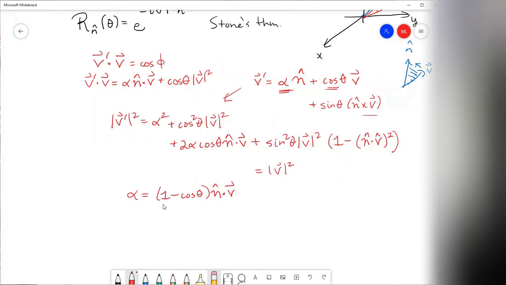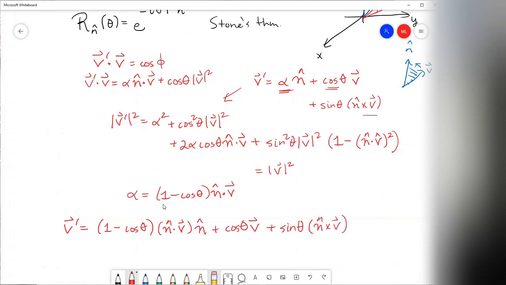So in the end, how is V prime related to V and n hat and all that? Well, it's 1 minus cosine theta times n hat dot V. This is the portion along the n hat direction. Then there's a cosine theta V, and then there's a sine theta n hat cross V. So it's a decomposition of the rotated vector into components that are along the original vector, a component that's along the axis that you're rotating, and then the mutually perpendicular direction. That's all we're doing there.